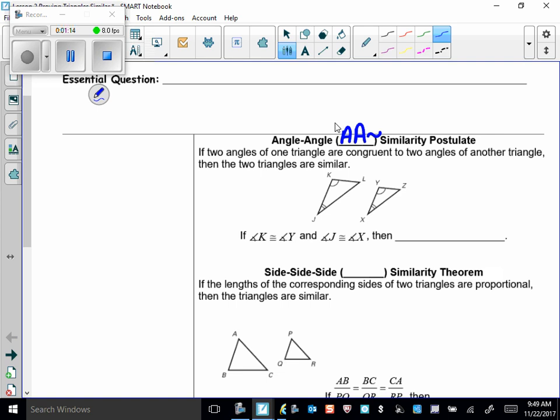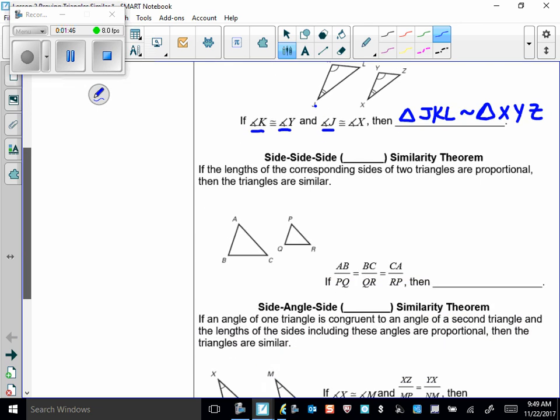So what we know here is if angle K is congruent to angle Y in that triangle, angle J is congruent, wait, J? There's no J. Oh yeah, J right here, sorry. Angle J is congruent to angle X, then what I know is that triangle JKL is similar to triangle XYZ. And again, order matters when we're making a similarity statement.